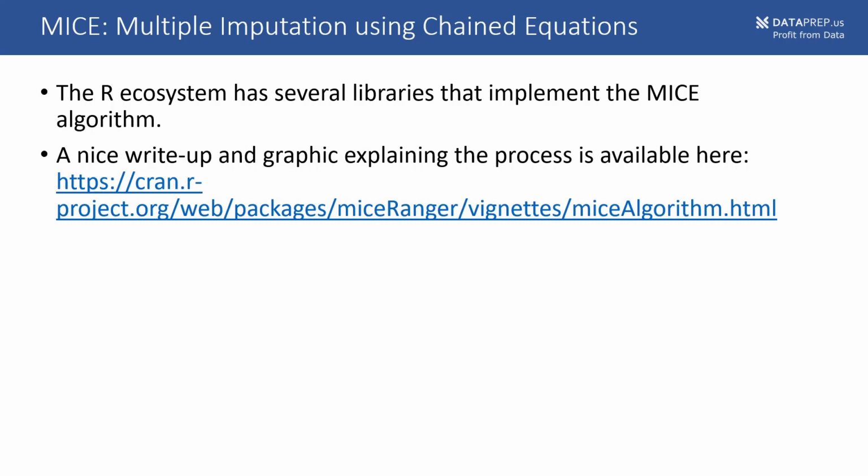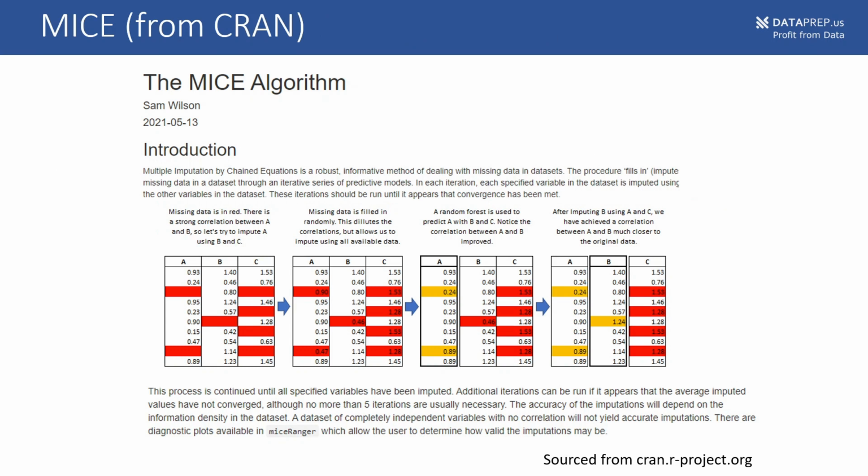Similar to Python, the R ecosystem has several libraries that implement imputation mechanisms. One of the more interesting ones is called MICE, or multiple imputation using chained equations. Let's look at an example. This example is from CRAN, from the R project's website.